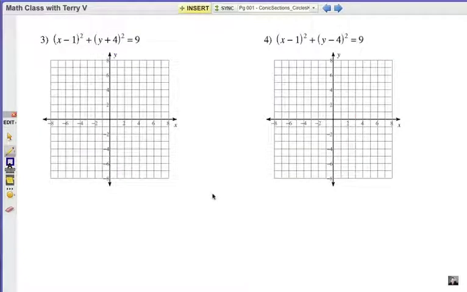Take a look and see if you can locate where those circles are on those graphs. Go ahead.